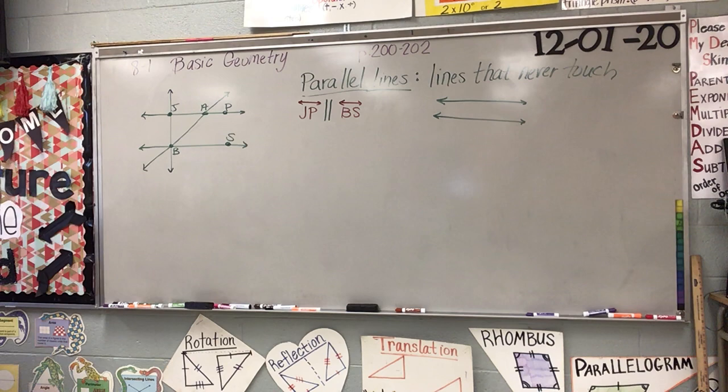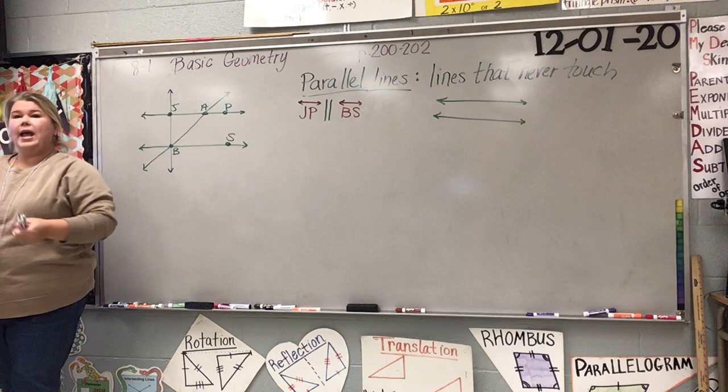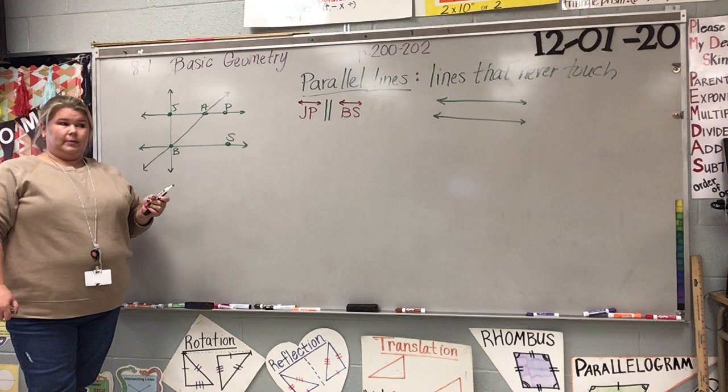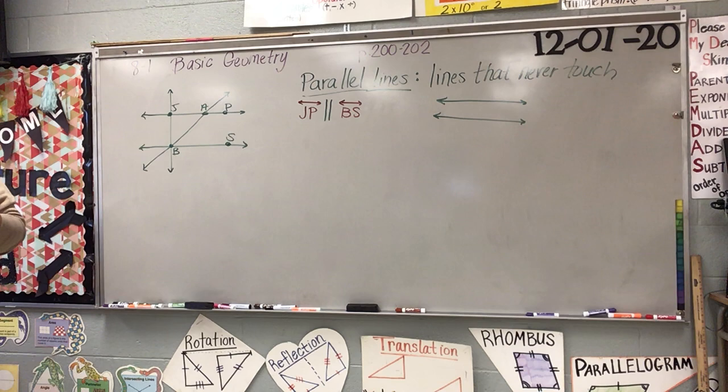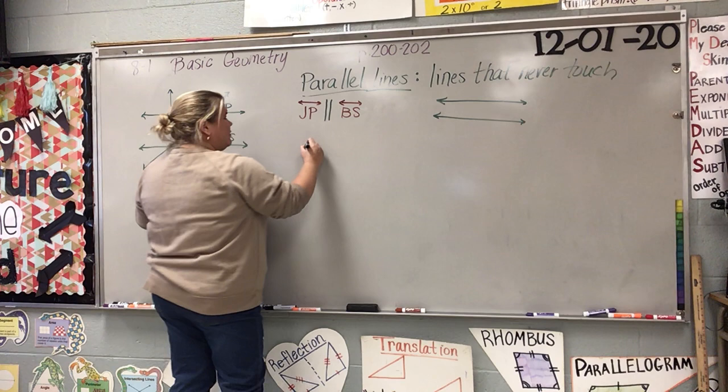Now, I want to look at something else. Intersecting lines. What does it mean when you come to an intersection? They meet. They cross, don't they? There'll be roads like this, and then there'll be an intersection. Think about when you turn to go to the post office. That road intersects Highway 57. It kind of makes an X. So you're going to have intersecting lines.